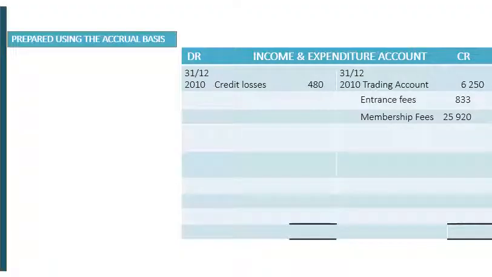To conclude the income and expenditure account, we have to bring in outstanding transactions that were not included while determining the gross profit from the resale of refreshment, or the calculation of the entrance fees, or the membership fees as calculated in the subscription fee account, as well as the credit losses.